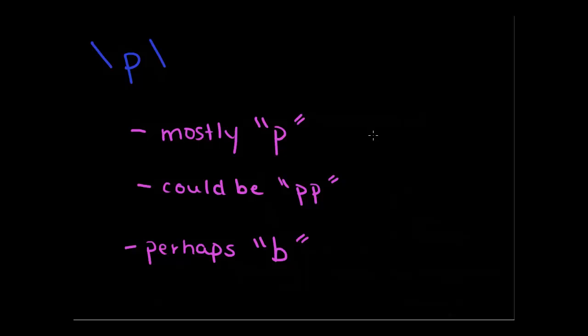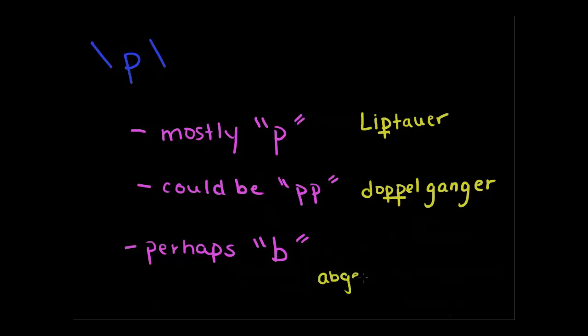Mostly a P. Lip tower is an example. I think it's a kind of cheese, but yeah, just a normal P. Double P, doppelganger. Probably a word you've heard of, but doppelganger comes from German doppel, meaning double. So we have double P. What a coincidence. But anyways, doppelganger, two P's. With the B, Abgesang is one. Again, we have that root ab, meaning down or away from.